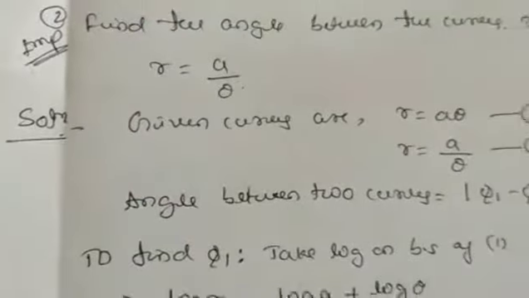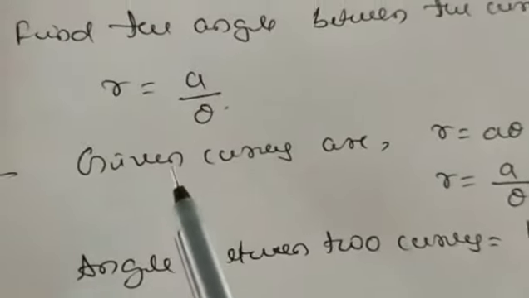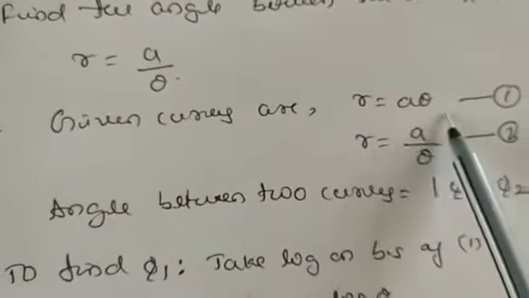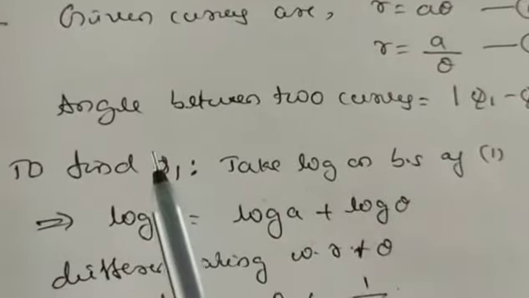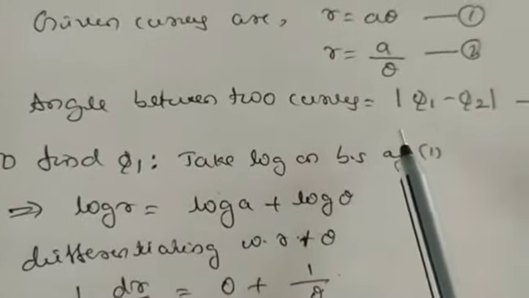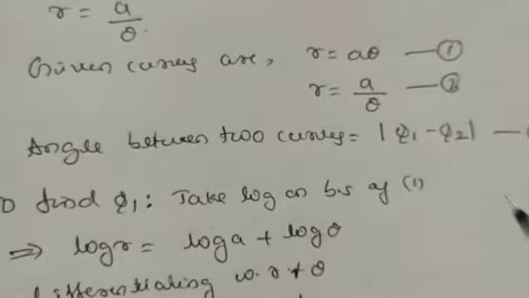This question appears in examination. So now let us take the given curves as r equals a theta, equation 1, and r equals a by theta, equation 2. Now the angle between two curves, we know, is mod of phi 1 minus phi 2 or phi 2 minus phi 1. Don't get confused here.